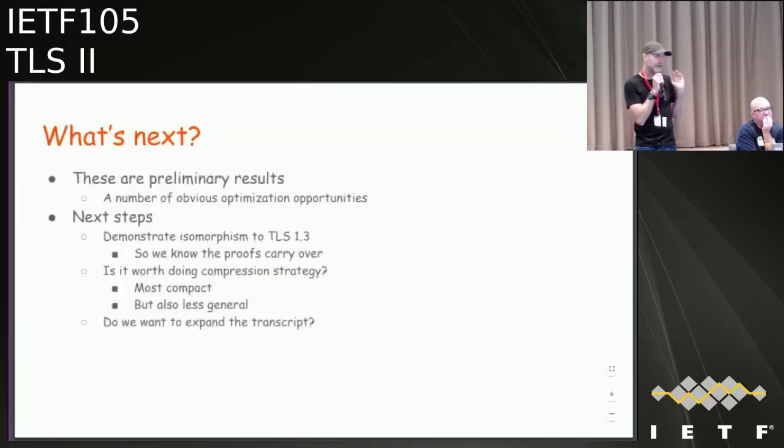Next slide. So this is preliminary work, hence informational. There are other obvious places to do optimization. We're working with Karthik Bhargavan and other people to see what we have to do to make sure we have enough isomorphism that the proofs actually carry over, because that's the whole point of the exercise. I see Jonathan will have some thoughts on that. We're still trying to decide whether we want to follow the compression strategy, which seems more compact, and also whether we want to expand the transcript. Though the conversations I've had this week are making me lean very much towards transcript re-expansion.